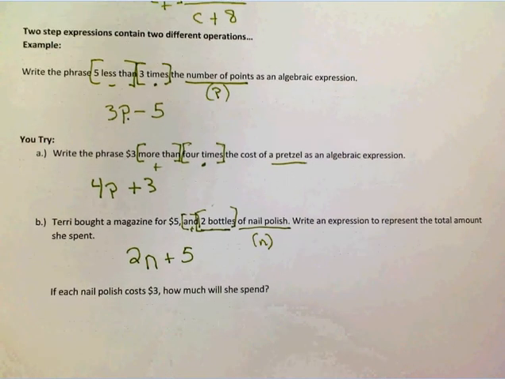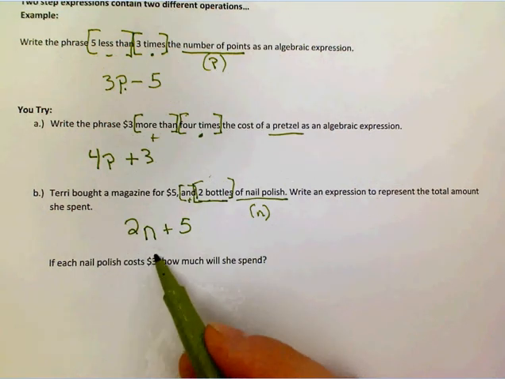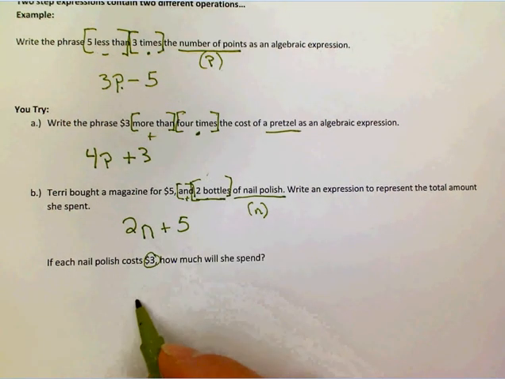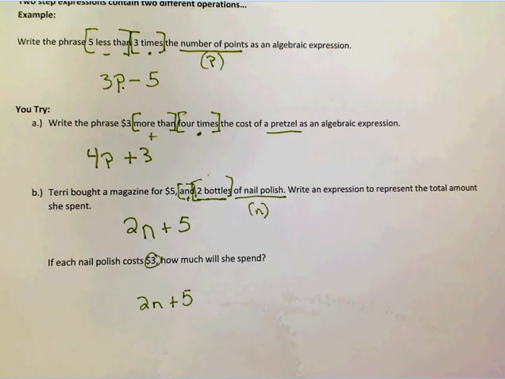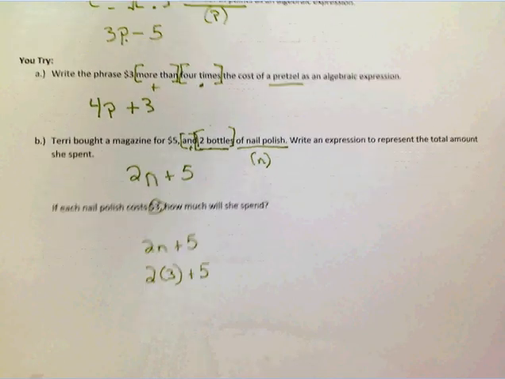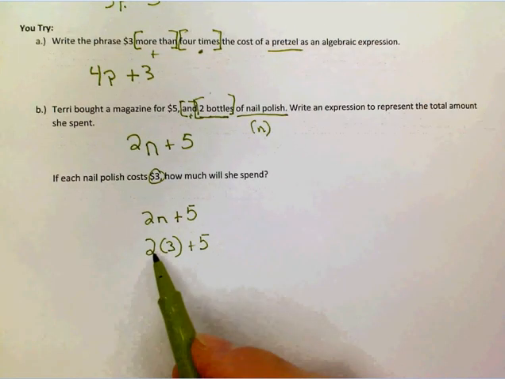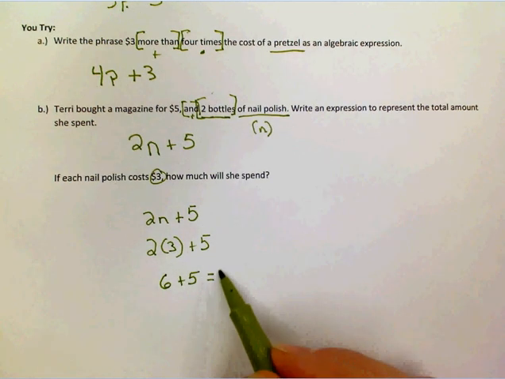If the nail polish costs $3, I'm going to substitute my $3 in for N. So I'm going to rewrite my expression, 2N plus 5. And from there, I'm going to replace N with 3, because each nail polish bottle costs $3. So then with my order of operations, I do 2 times 3 is 6, plus 5 equals 11.